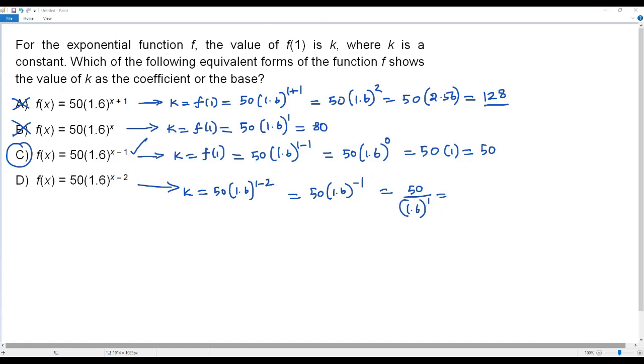Here 1.6 to the first power is still 1.6. Okay, now let me divide 50 by 1.6. When I do so, I am getting 31.25. So this is the value of k for the function f of x in answer choice D. But this value 31.25 is not shown either as a coefficient or base over here. So we can reject answer choice D. Therefore, the correct answer choice for this question is C. Let's look at the next problem.